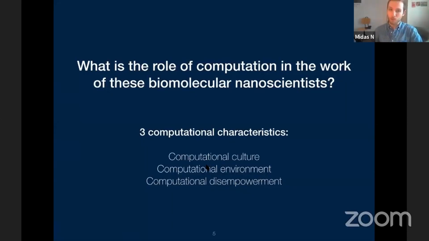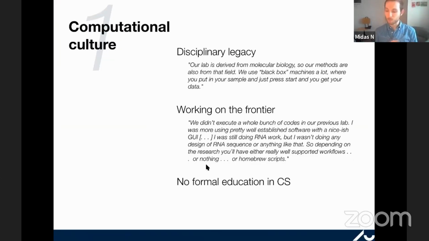So what is the role of computation in the work of these biomolecular nanoscientists? There were three characteristics that really stood out: the particular culture that they have around computation, their struggles with computational environments, and the effect of those things together, the feelings of disempowerment. I'll try and briefly address all of these before moving on to the prototype presentations.